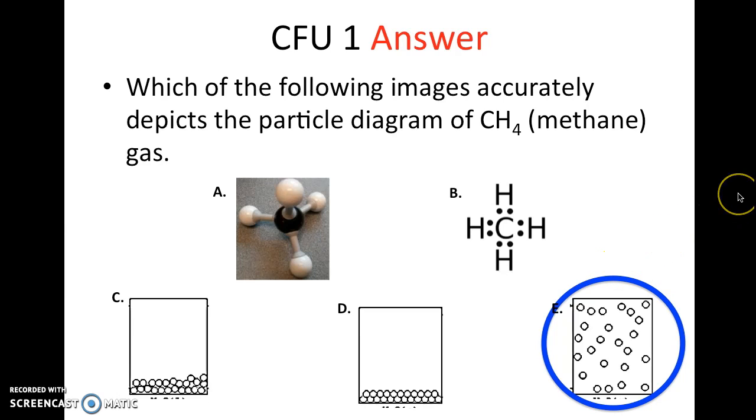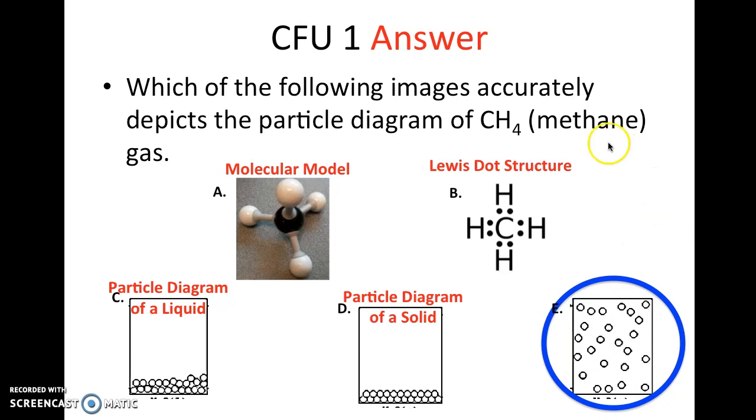Let's figure out why that's the correct answer and the other ones are not. First of all, particle diagrams, remember, depict atoms or molecules as dots, and that's what we see here. Each of these dots would represent CH4, or methane. The other thing is, since it's a gas, remember gases spread out and occupy the entire container, and that's what you see happening here. All of the particles are spread out.